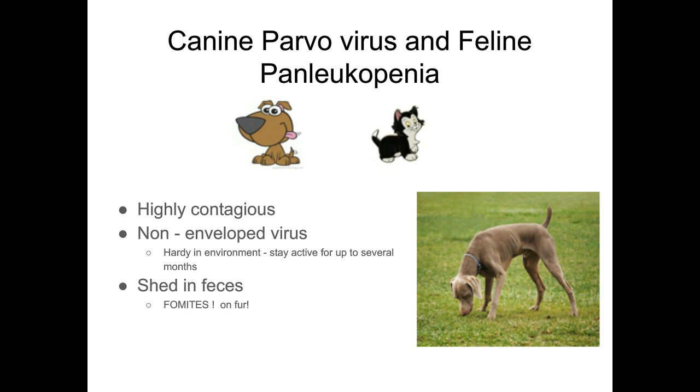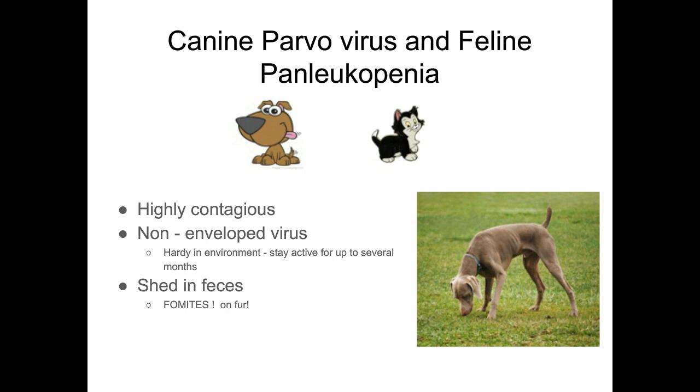Much like canine distemper virus, canine parvovirus is not commonly seen when vaccination is common. As long as we keep vaccinating for these diseases, we won't see it as often. The virus is shed in the feces. The most common mode of transmission is just making contact with the feces. So this little Weimaraner can get it just by sniffing and smelling and getting it on their fur. It's pretty easy to get.